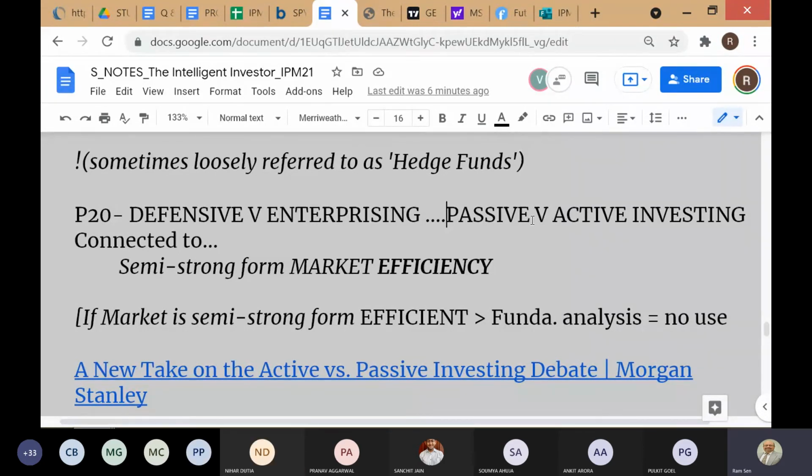That in passive investing, we don't want to spend too much time, and we believe that we can't actually beat the broader market. So passive, this is also important to connect to this idea of semi-strong form market efficiency. Because remember, all the concepts we study, we must also be aware of the interconnections.